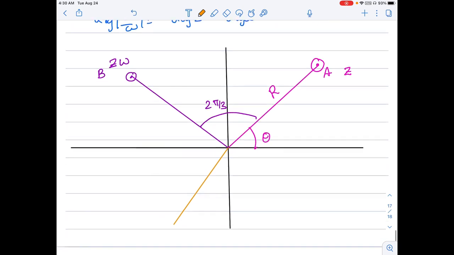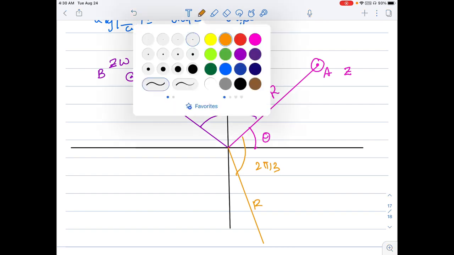Let us draw again. Its length is also the same r, and already one 2 pi by 3 is there. From there, z by omega has argument theta minus 2 pi by 3. So we move minus 2 pi by 3 over here, with the same length. So this is 2 pi by 3 from theta minus 2 pi by 3, and its length is also r.